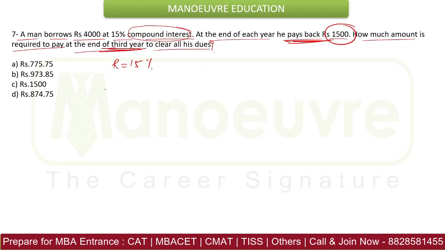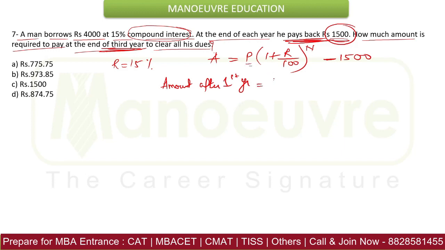Okay, so the formula of amount in terms of compound interest is equal to principal into 1 plus R by 100 raised to power n. Now after each year he pays back rupees 1500, so we can just subtract this 1500 from this total amount. So we can say that the amount after first year will be equal to P, where P initially is 4000, into 1 plus R, that is 15 by 100, for 1 year, minus 1500.